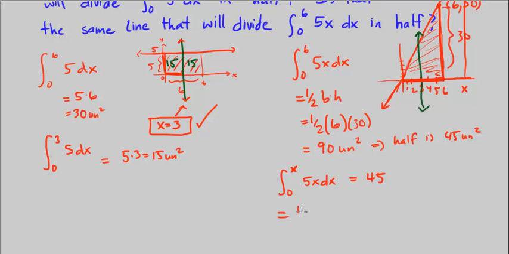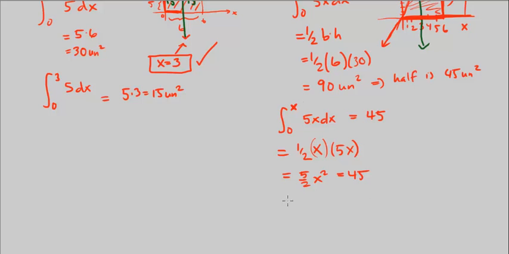So the area is 1/2 base, we're going from 0 to x, so base is x. The height is 5x, and that's equal to 5/2 x squared. And we want to know where that is equal to 45. Okay? So where is that equal to 45?